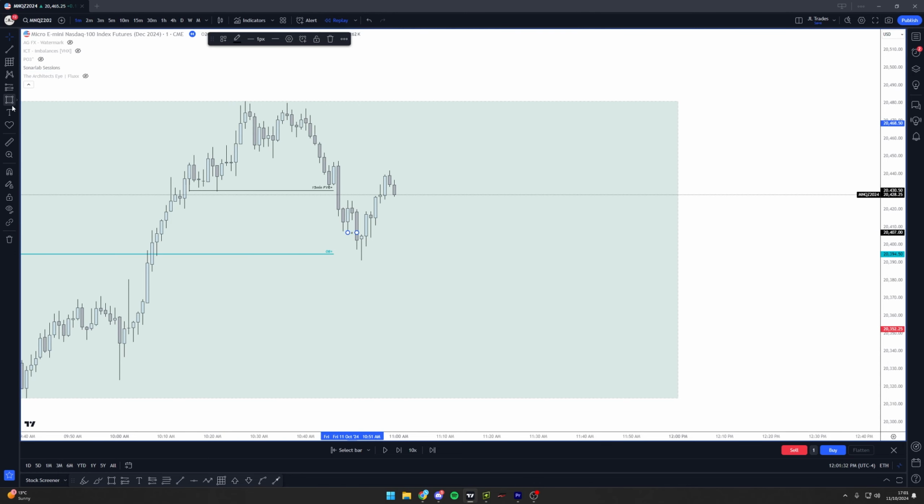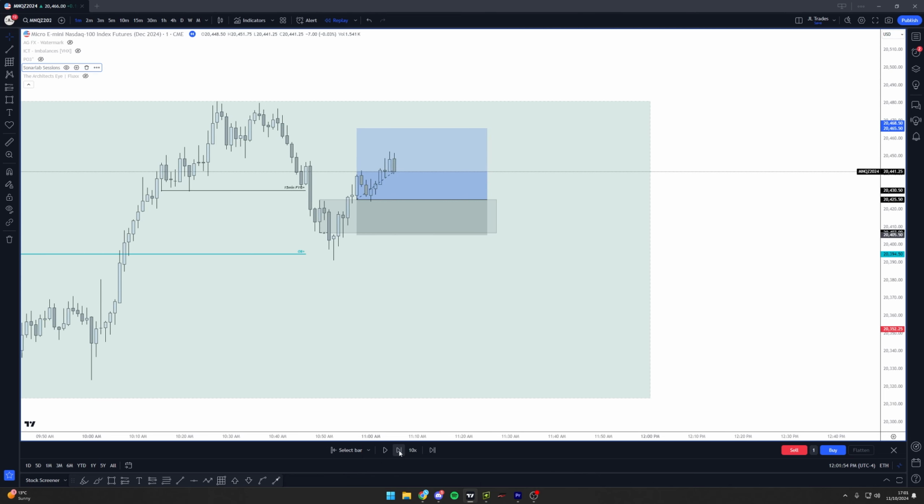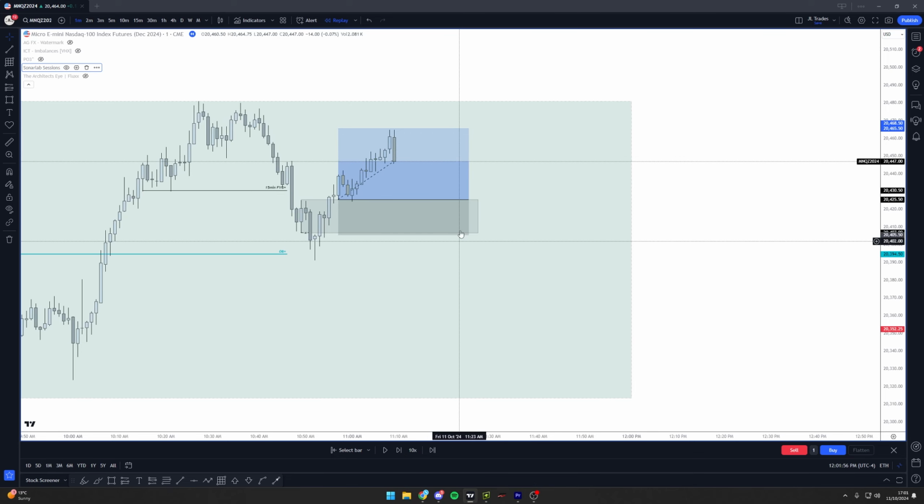Let me mark it out. Then we would want to see closure above here with displacement leaving an FVG. We got that over here on this candle closure, and the FVG was formed there. Stop goes below the breaker, 20 points, and you could target 2R. So you get entered here, and then we can see how this plays out. This is the trade that I did end up taking.